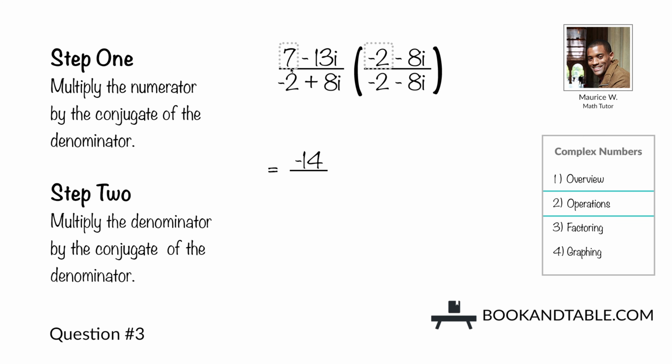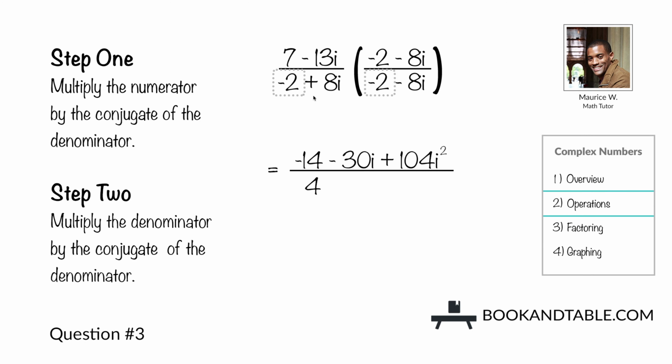When we do so, we multiply 7 times negative 2, and that gives us negative 14. 7 times negative 8i gives us negative 56i. Negative 13i times negative 2 gives us positive 26i. Negative 56i plus 26i gives us negative 30i. Negative 13i times negative 8i gives us positive 104i squared. So we have our numerator after step 1.